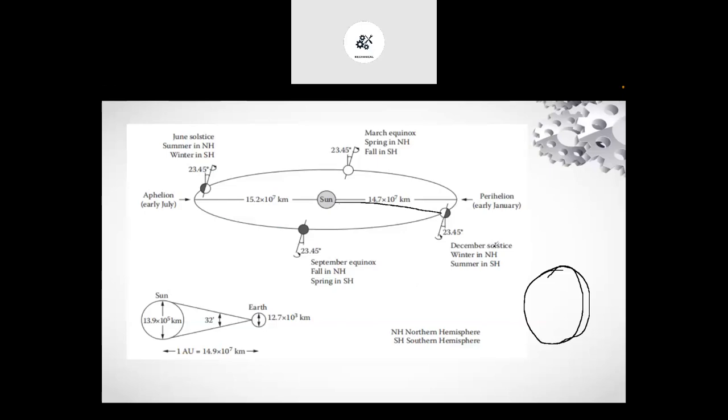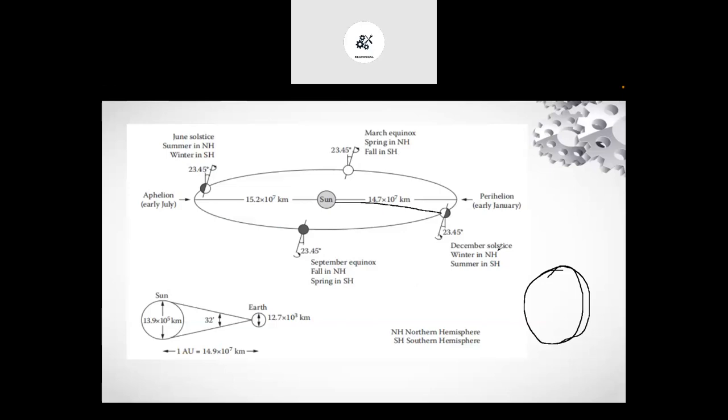Okay, so those 2 days are called the solstice. Then equinox means those are the days when the duration of the day and the duration of the night are equal. Okay, means there will be 12 hours of night and 12 hours of day. So this equinox will happen during September and March. So this is the difference between equinox and solstice.